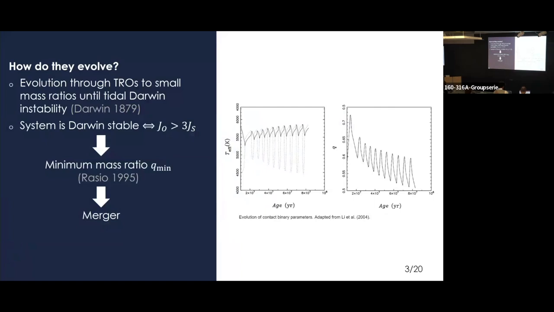the evolution towards small mass ratios, and I show this behavior here in this figure, which I adapted from Lee et al. 2004. You can see the evolution of the mass ratio of a contact binary over several thermal relaxation oscillations, and the simulation stops at about 0.5 for the mass ratio, but actually the evolution generally goes to even smaller values, to extreme values, until the system becomes unstable to the Darwin instability.